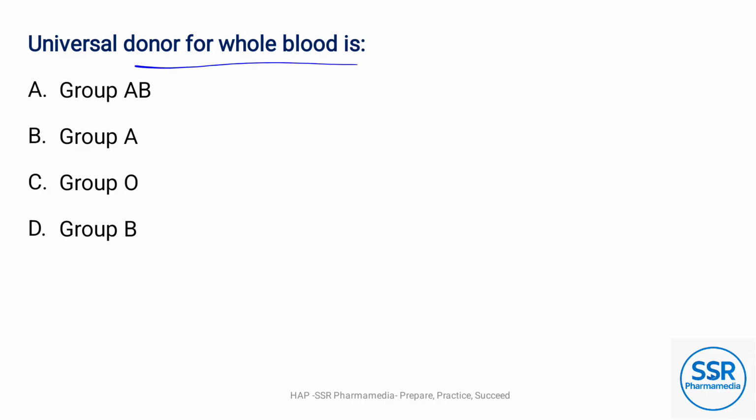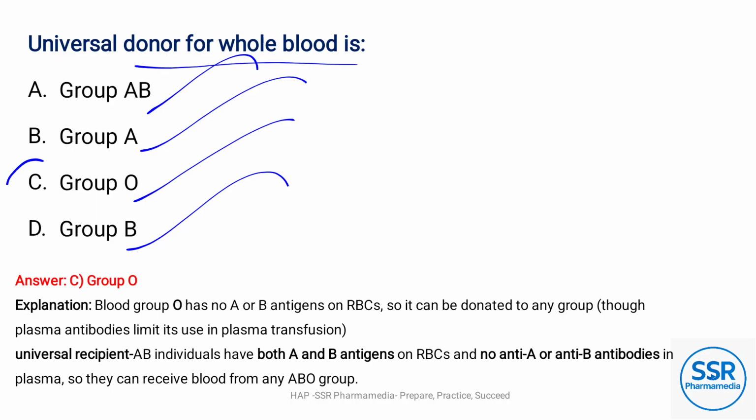So the universal donor for whole blood is option A, group AB, option B, group B, option C, group O, option D, group A. So the answer is option C, group O. Blood group O has no A or B antigen on RBC, so it can be donated to any group, but plasma antibodies limit its use in plasma transfusions.